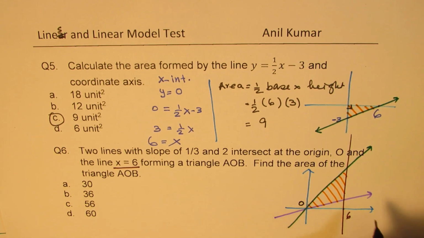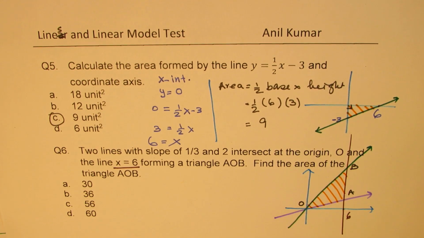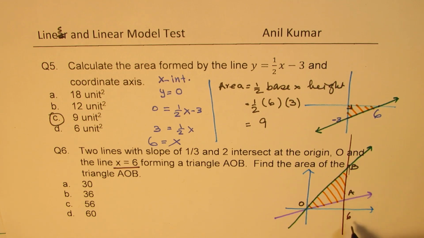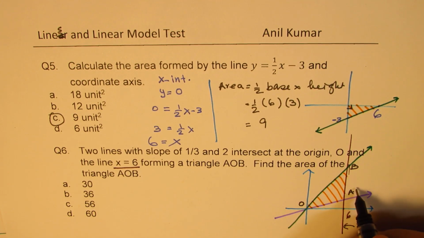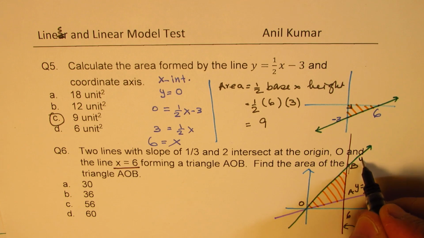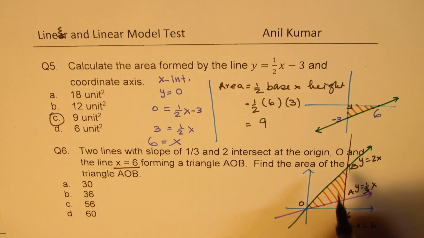So that's the origin, and let's call this point A and this point B. Perfect. So the idea is to find these 2 points also. This line definitely is x equals 6, and the slope here is 1 over 3, so y equals 1 over 3 x. And for that line, the slope is 2, y equals 2x.